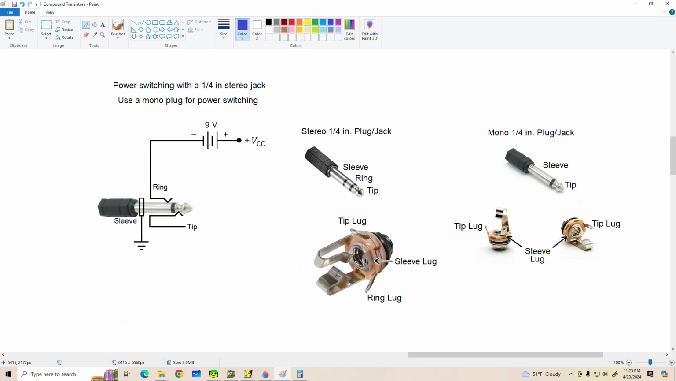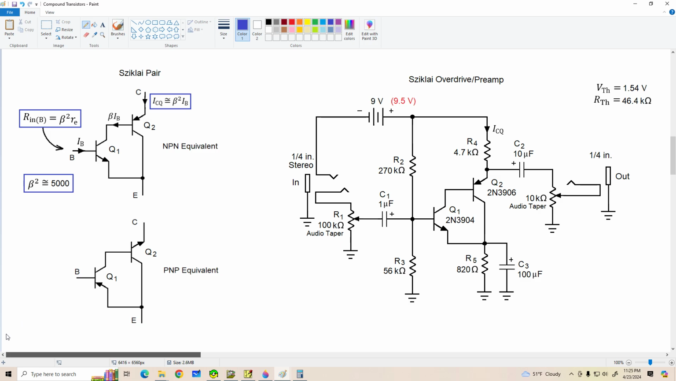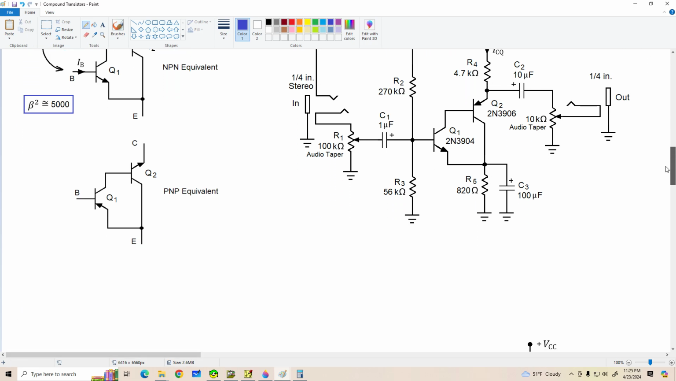You have to use a mono plug with the stereo jack to do this power switching. A stereo plug has a separate ring and sleeve, so it won't make the connection. That's a pretty common technique used in stomp boxes and other effect boxes for guitar applications. Now let's take a look at a Sziklai power amplifier.